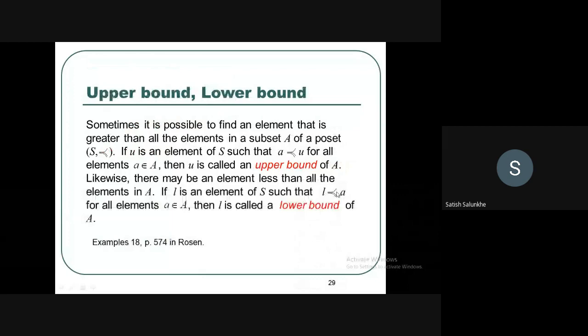Go ahead with upper bound and lower bound. This is one more concept that you should understand. Sometimes it is possible to find an element that is greater than all the elements in the subset A of a poset.